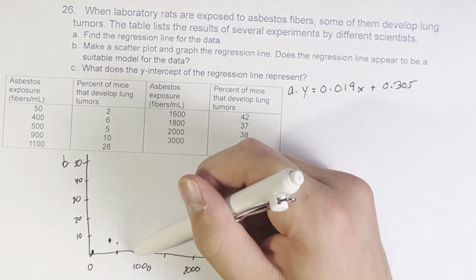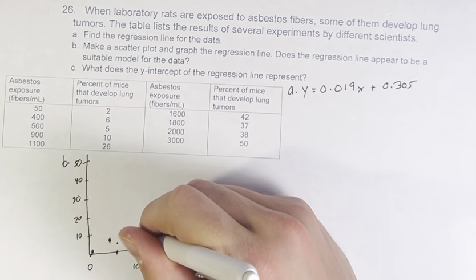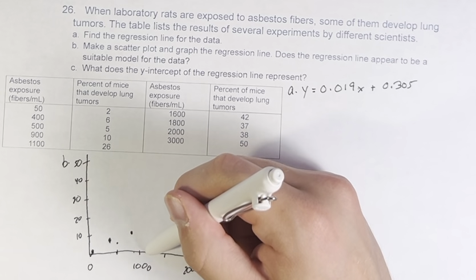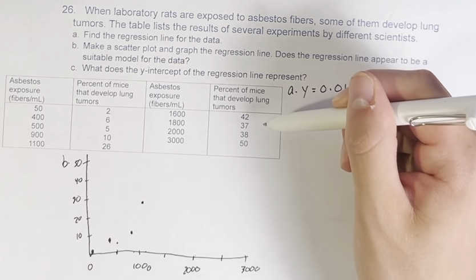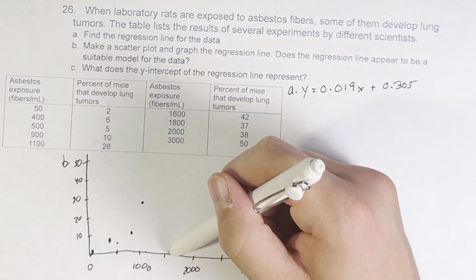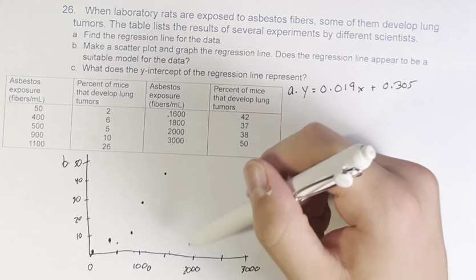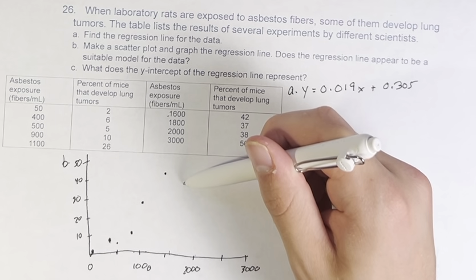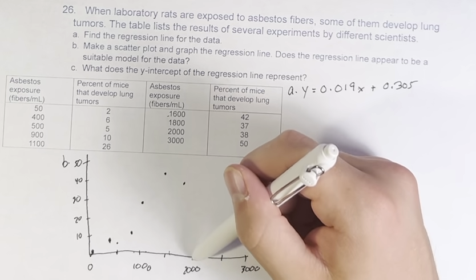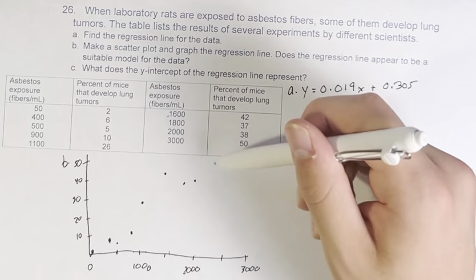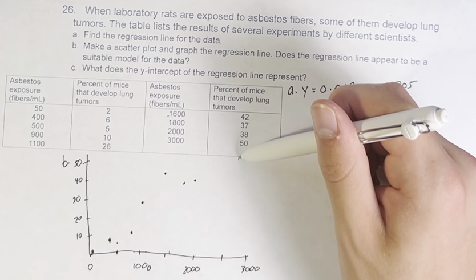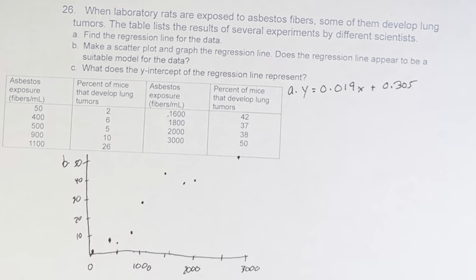At 900, just under 1,000, we're up at 10. And at 1,100, a little bit after it, we're all the way up at 26. At 1,600, a little bit after the 1,500 mark, we're at 42. At 1,800, we're at 37. At 2,000, we're at 38. And at 3,000, we're at 50. So we have these points graphed.